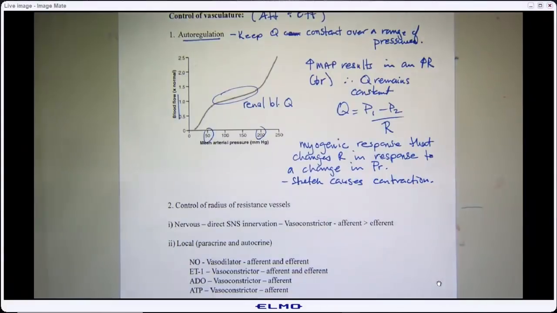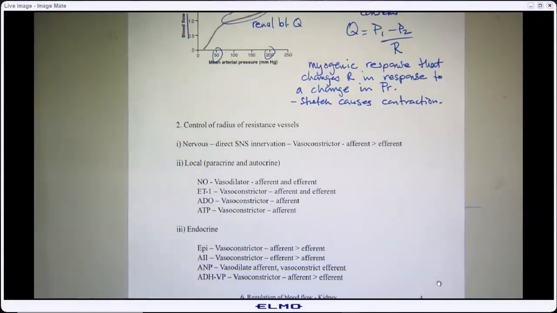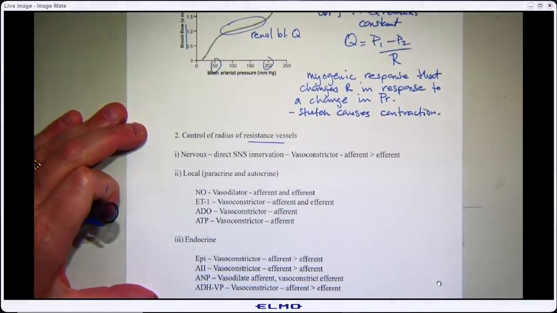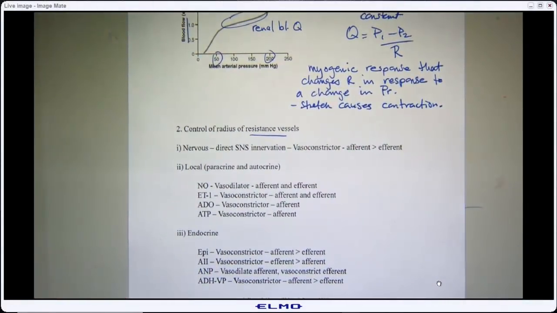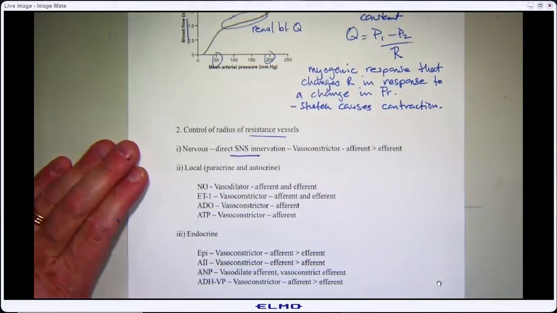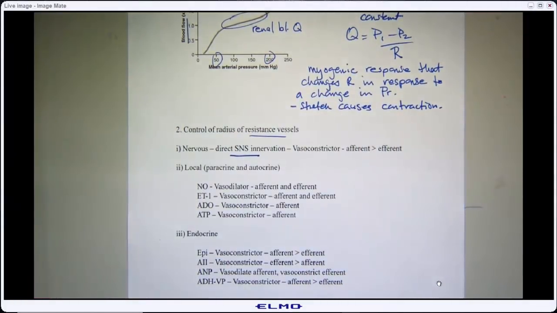The myogenic response lives at the level of the afferent and efferent arterioles. On top of that, there is a control of radius of these resistance vessels. We do have direct SNS innervation into afferents greater than efferents. SNS onto vascular smooth muscle will cause constriction, so that's the normal. What's a little bit different here is that it's going to cause constriction of afferents greater than efferents.